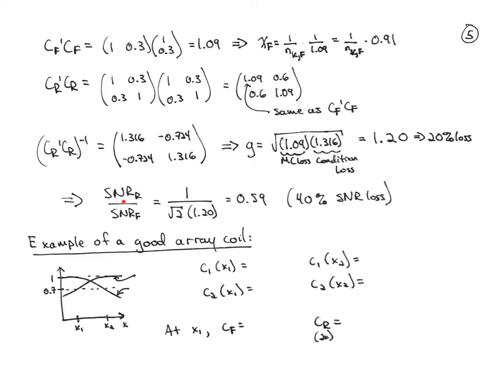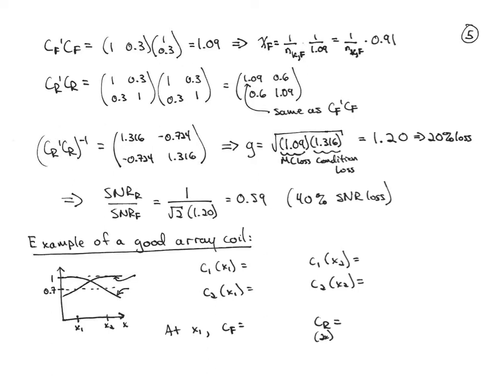Okay, so overall the SNR, the ratio of the accelerated SNR to the full SNR, is 1 over root 2 times 1.20. Right, we get root 2 again because we're accelerating by a factor of 2. We have 2 aliased voxels here, and that gives us 0.59, or a 40% SNR loss, which is pretty significant. But this is still overall a good SENSE coil.